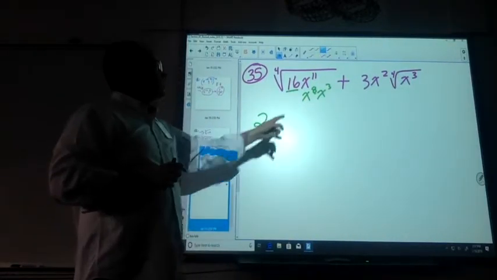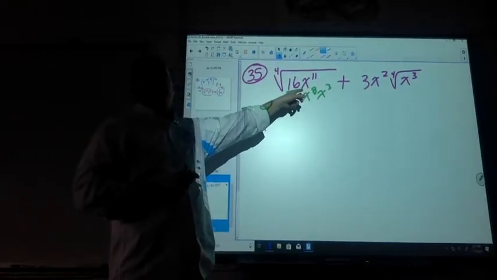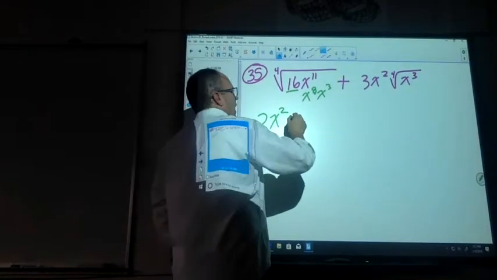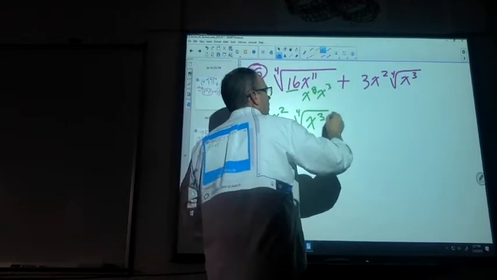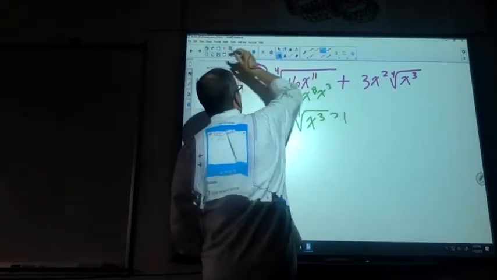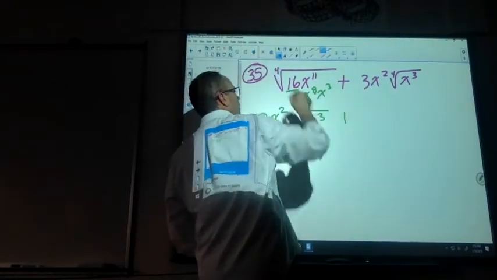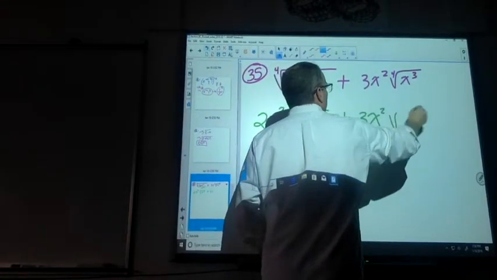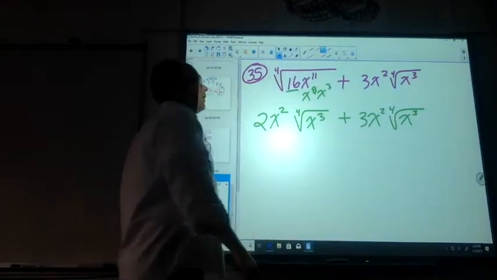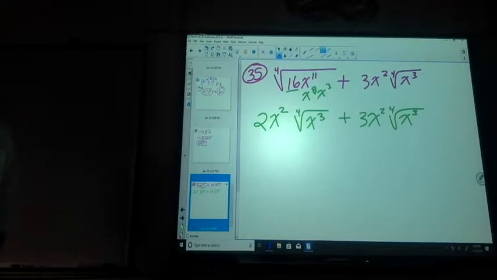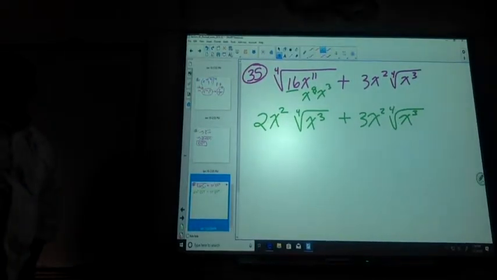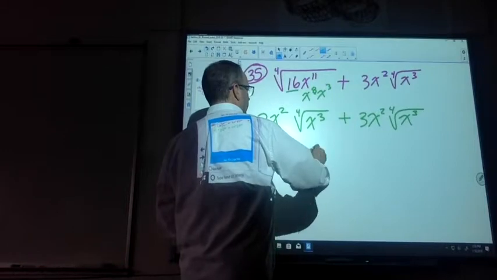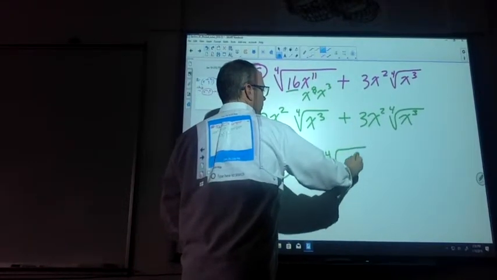Right? I'd add the exponents. So what is the fourth root of x to the 8th? X squared. Good. So I get x squared outside. And then what's left inside is the fourth root of x to the 3rd. Then I have plus 3x squared, fourth root of x to the 3rd. So now does everything there appear to be like terms? I have an x squared. Good. I have the fourth root of x to the 3rd on both. Agree? So I can add these together. So 2 plus 3 is 5. Done.